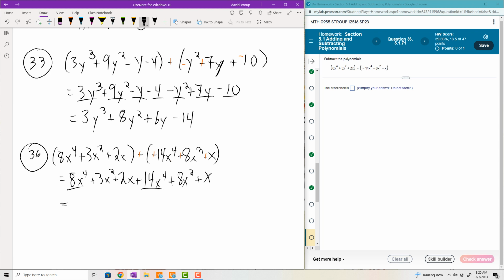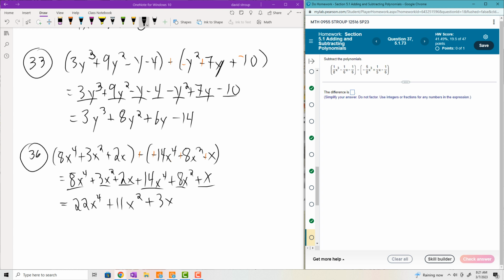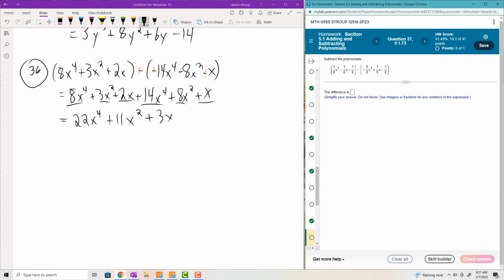8 plus 14 is going to give me 10, 11, 12, 22 x to the fourth. And 3 plus 8 is plus 11 x squared. And then 2 plus 1 is plus 3x. X to the fourth, 11x plus 3. No, the middle one should be x squared. Fantastic. Oh, we get some fractions. That'll be fun. Let's try 37.